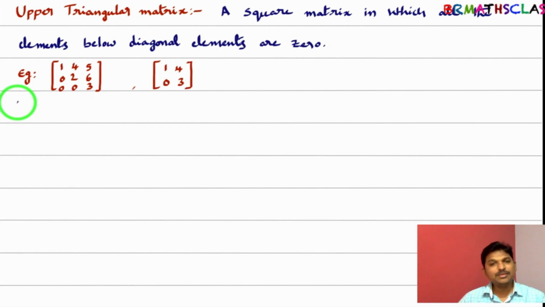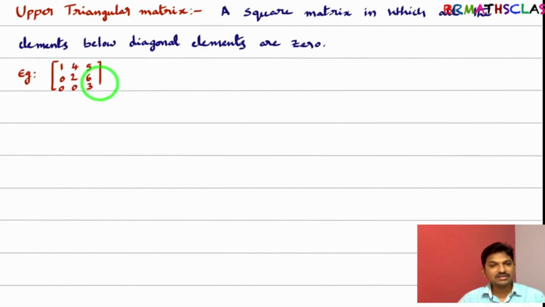You can observe here, if we draw a line here, it forms like an upper triangle. Similarly, you observe this. This is a square matrix or not? Yes. In this square matrix, what are the diagonal elements? 1, 3. You observe that all the elements below the diagonal are 0. So, what is upper triangular matrix? A square matrix in which all the elements below the diagonal elements are 0.